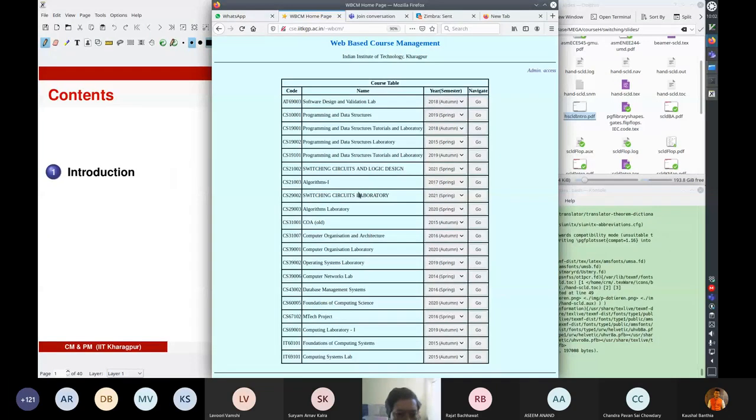So we'll be taking two courses. One is CS 21002, that's switching circuits and logic design, and the other is CS 29002, that is the switching circuits laboratory.